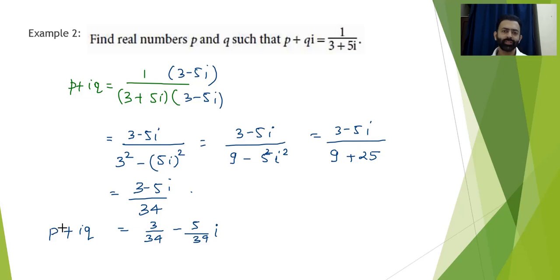It is just like vectors, right? A vector has two components. If you have watched our previous videos on vectors, what we do in vectors is compare the x component, meaning the i component, with the i component, j with j, and k component with k component. Similarly here the real part will be compared with the real part. So p is the real part here, so the value of p is 3 by 34 and the value of q is minus 5 by 34.